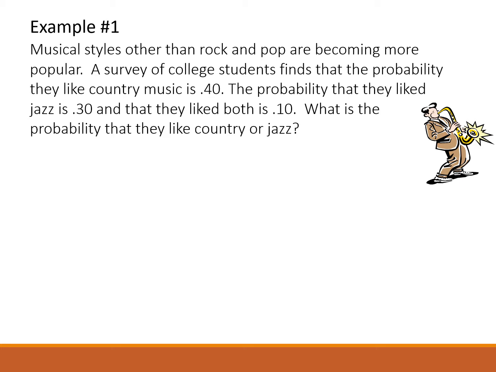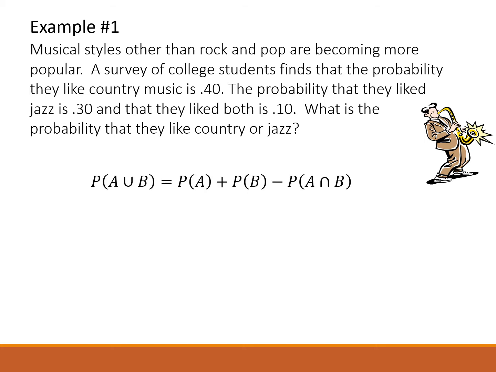You already know how to do this just from the table that you did, probability with tables. Musical styles other than rock and pop are becoming more popular. A survey of college students finds that the probability they like country music is 40%, the probability they like jazz is 30%, and that they like both is 10%. What is the probability that they like country or jazz?